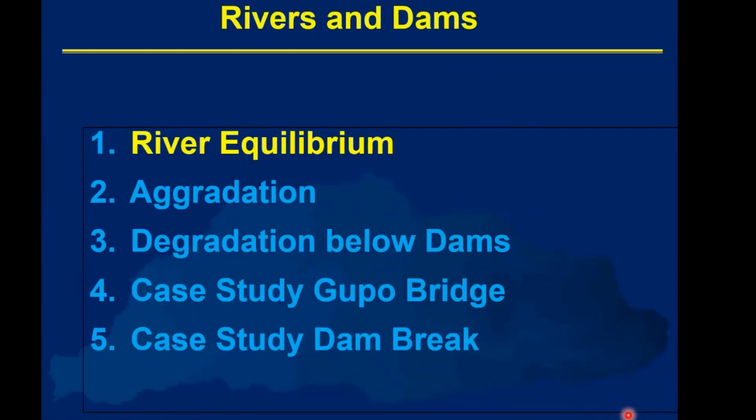And so I have 5 topics here. River equilibrium. I want to talk about equilibrium as opposed to stability and try to illustrate a bit of both there, but focus on river equilibrium. What is this? Then we'll talk a bit about aggradation cases. We have disequilibrium. So aggradation is one case, degradation, particularly below dams. And I'll follow this with 2 case studies, one in Korea and one in Brazil. So Gupo Bridge and Bountry.